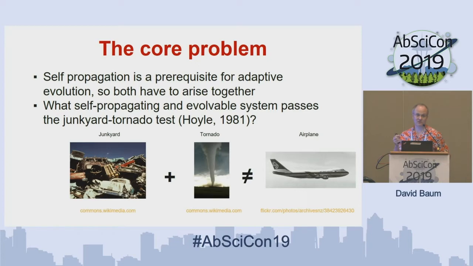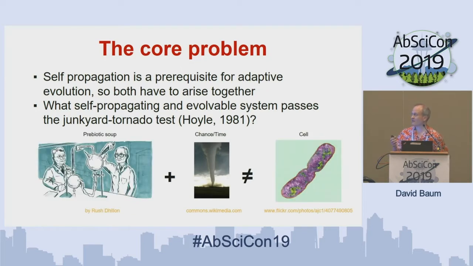Also, that system that was both self-propagating and adaptively evolvable, by definition, had to arise without the help of any prior adaptive process. It had to spring into existence spontaneously. Therefore, whatever it is has to pass what we might call the junkyard tornado test. Many of you will know that Hoyle pointed out that we don't really expect a tornado to blow through a junkyard and blow together an airplane, a 747.